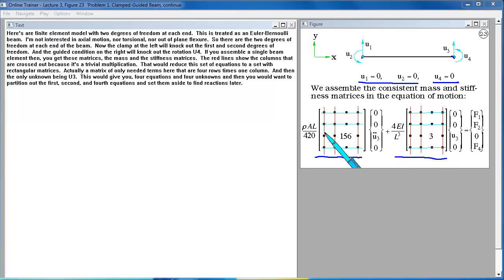The red lines show the columns that are crossed out because it's a trivial multiplication. That would reduce this set of equations to a set with rectangular matrices. Actually, a matrix that only needed terms here that are 4 rows times 1 column, and then the only unknown being U3. This would give you 4 equations and 4 unknowns, and then you would want to partition out the first, second, and fourth equations and set them aside to find reactions later.